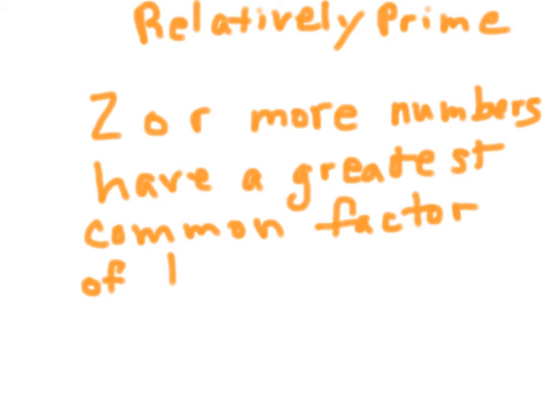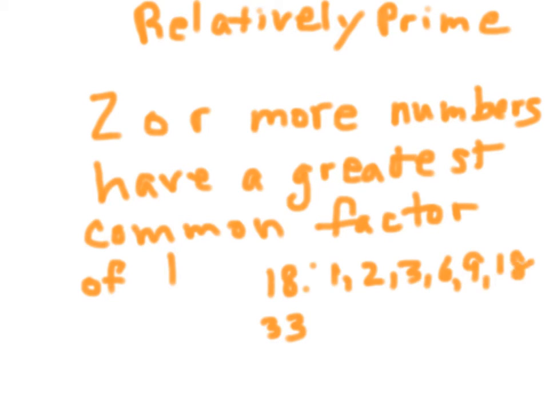Okay, let's look at an example of a couple problems that we would use. For example, 18 and 33. If I list the factors for 18: 1, 2, 3, 6, 9, 18. For 33, they'd be 1, 3, 11. I can see right here that 3 is the greatest common factor. These are not relatively prime because 1 is not their greatest factor. So they are not relatively prime.